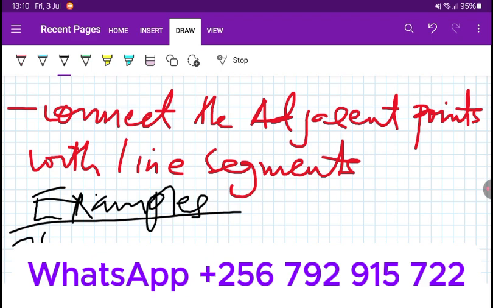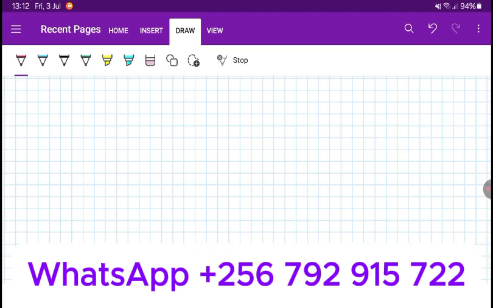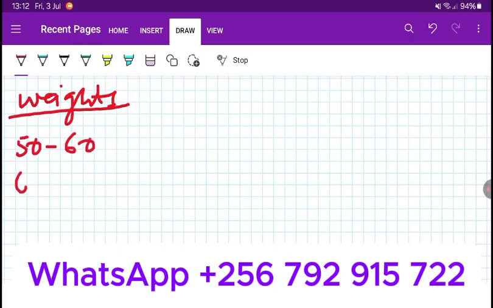Let's say the weights of 65 children are given by the following table. Let's have the table looking at the weights. Maybe it is 50 to 60, 60 to 70, 70 to 80, 80 to 90.